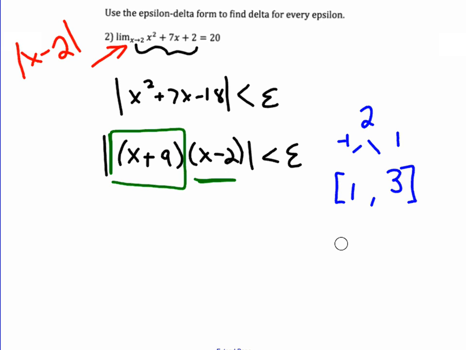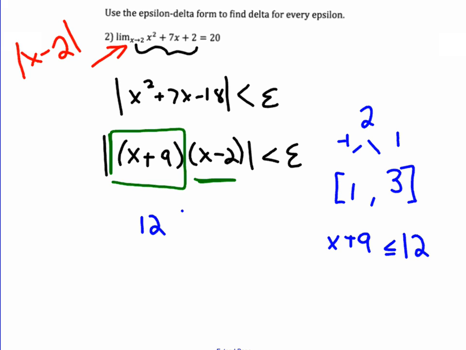So now we want to take these guys and see if we can figure out what the biggest value of x plus 9 is going to be. Well, if we do that, our biggest value is going to be when we use 3. So then that becomes 12. So then we have x plus 9 is always going to be less than or equal to 12, because the biggest x can be is 3. So we can take that 12 and substitute it in for x plus 9.